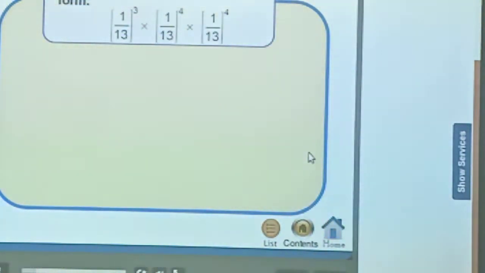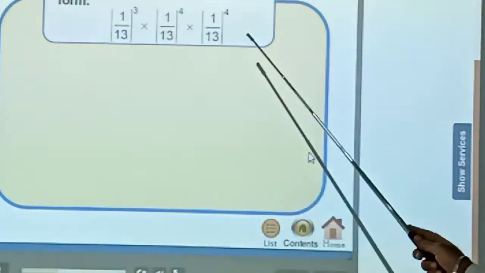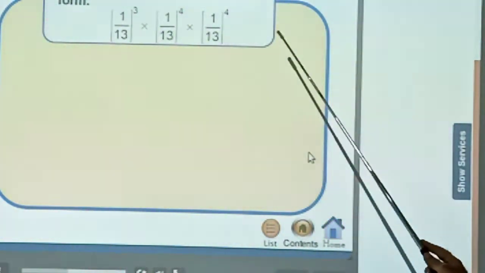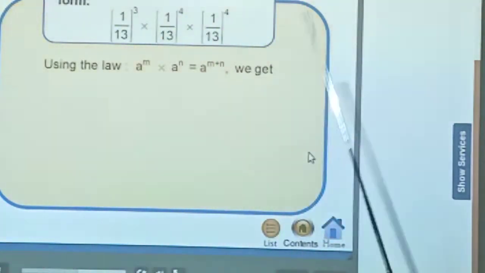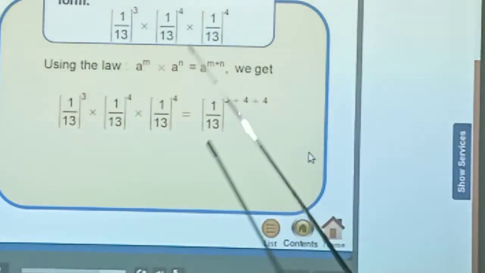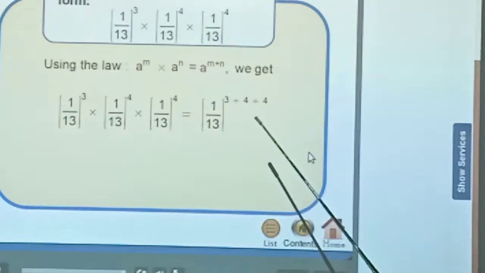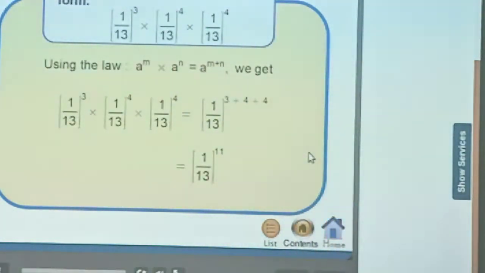One more. 1 upon 13 multiplied by 1 upon 13 power 4 multiplied by 1 upon 13 power 4, and all these powers will get added because the bases are the same. So we will have 1 upon 13, 3 plus 4 plus 4, which is 11, using the first law, 1 upon 13 raised to the power 11. In case of a negative base and in case of a fractional base, always put the bracket as shown here.